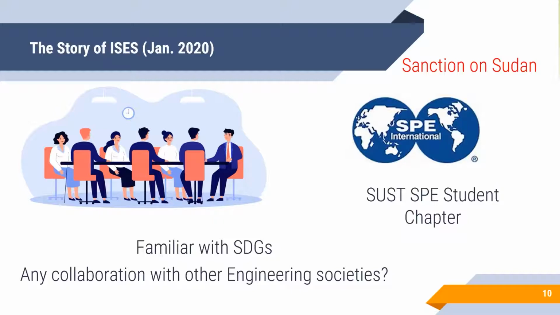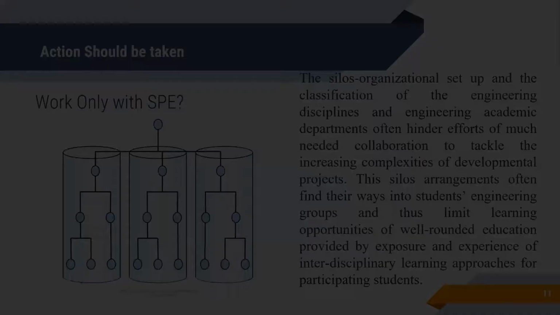And even they don't know any other society working to promote sustainable development goals. I witnessed the sanction on Sudan, and I have known the sanction for more than 20 years. Our students are too far from any international work or international participation. When they participate even in some contests, competitions, or conferences, sometimes they are just excluded because they are from Sudan.